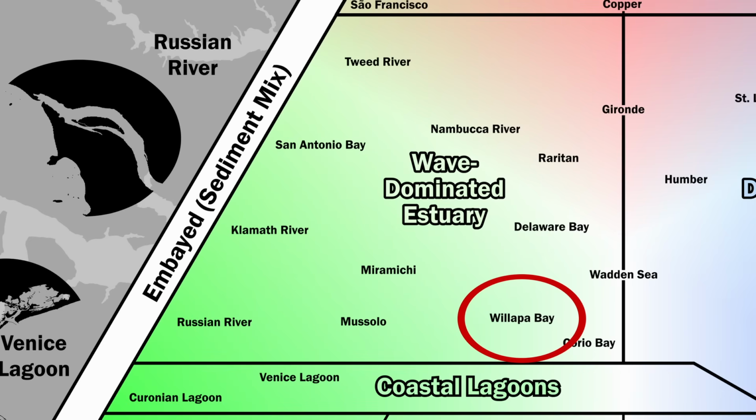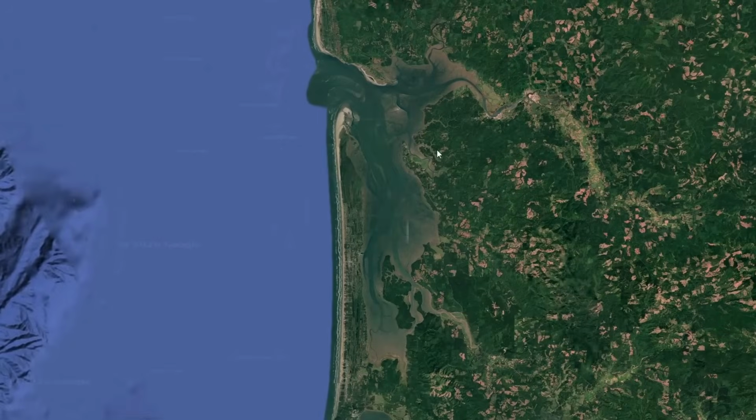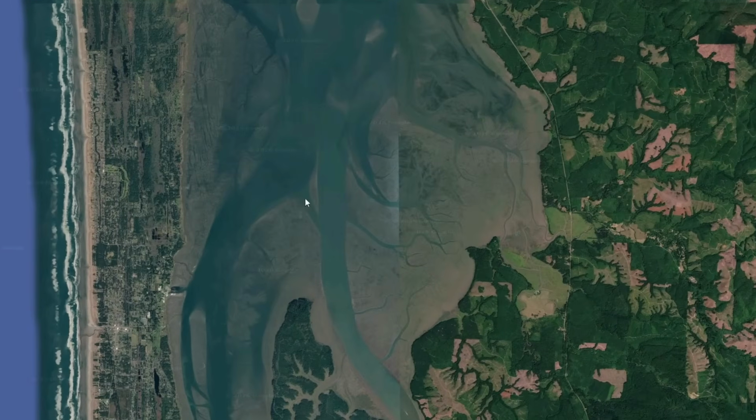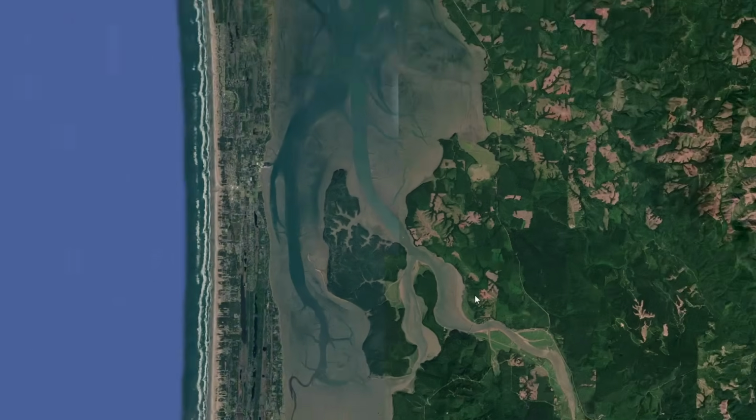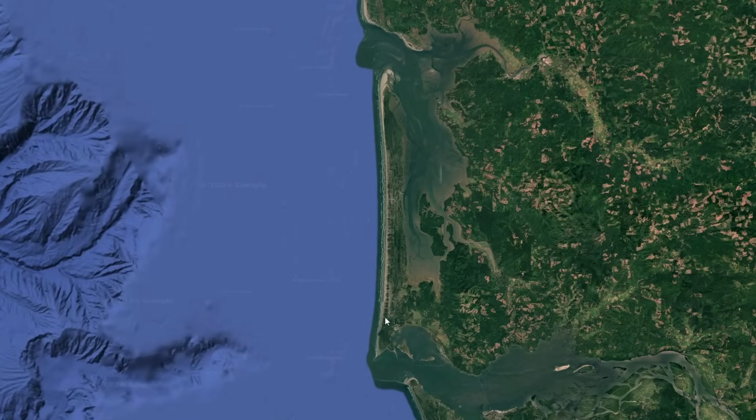Willapa Bay in Washington is a good example of when there is a wave and tide mix, although it is a little stronger towards the wave energy. Looking inland, there are these wide tidal channels, and a lot of tidal flats formed where the river deposits its sediment. However, along the coastline, there is this very long sand spit, which has moved the mouth of the river northward and has limited its width.